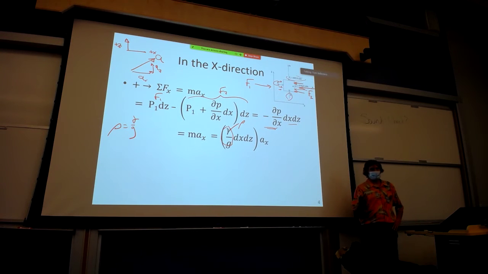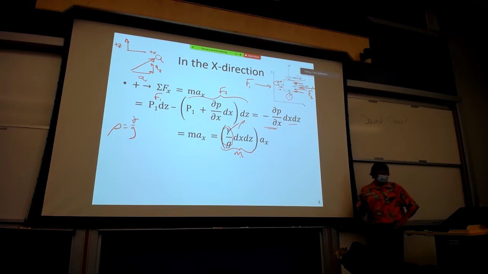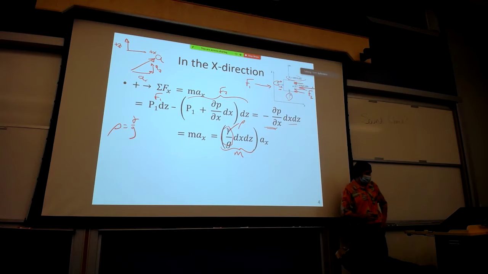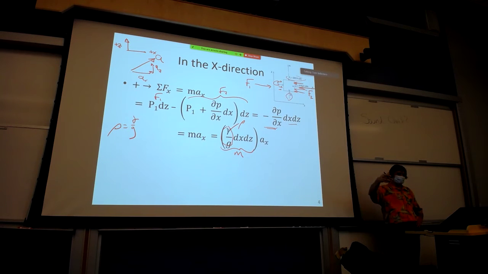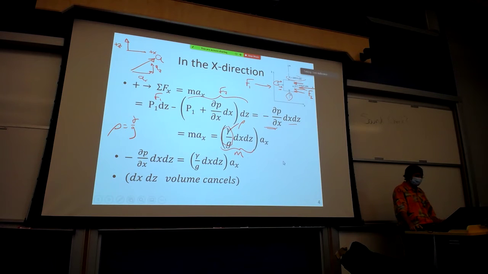And it's just convenient to have it in that form because it's going to cancel out with something as we move forward from this. So this term is the two-dimensional mass, and all we did was expand MAX to look like this. And then, as you can see, we equate the sum of the forces, minus dP dx dx dz, to MAX, gamma over g dx dz ax. And the first thing you should see is that when we equate these two, the volume of the element, as it always does in these derivations, cancels out. So dx dz is on both sides, it's going to cancel. The volume cancels, and what that lets us arrive at would be the next slide.